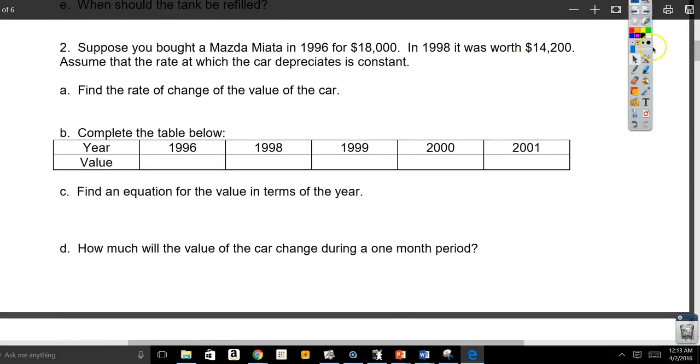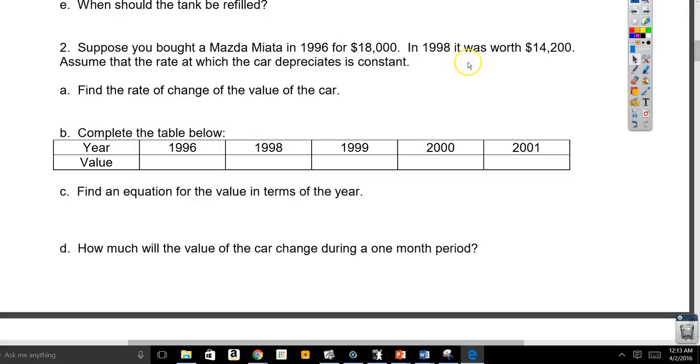Okay, number 2. Suppose you bought a Mazda Miata in 1996 for $18,000. In 1998, it was worth $14,200. Assume that the rate at which the car decreases is constant. Find the rate of change of the value of the car.